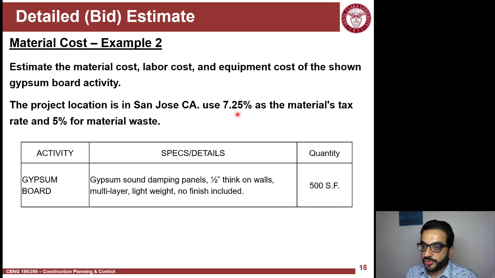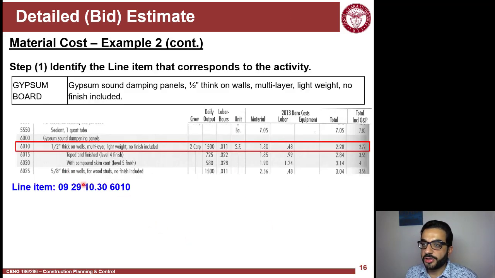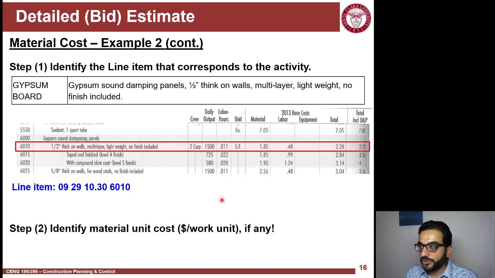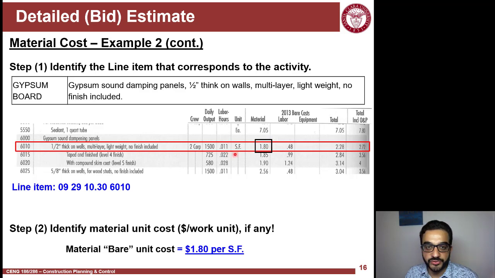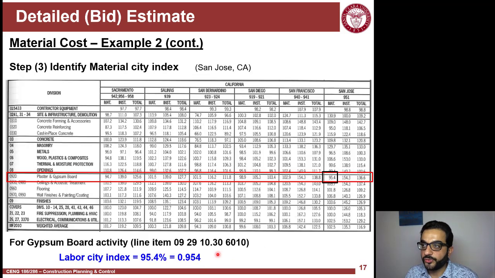If I look at this description, matching it to the different pages in RSMeans, this is the line item that matches closely: line item 09 29 10.30 60 10. Now I can see that the material cost is $1.8 per square foot. I need to adjust that for the city I'm in, San Jose. This is the page of California, and I'm looking for line item 0929.